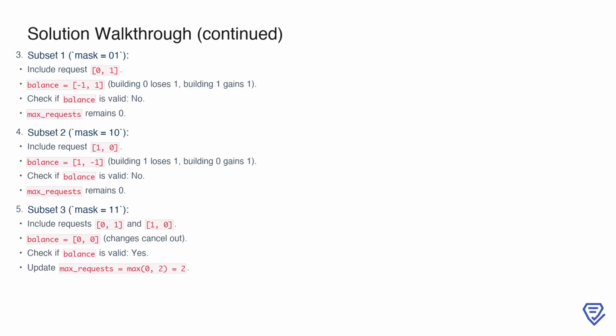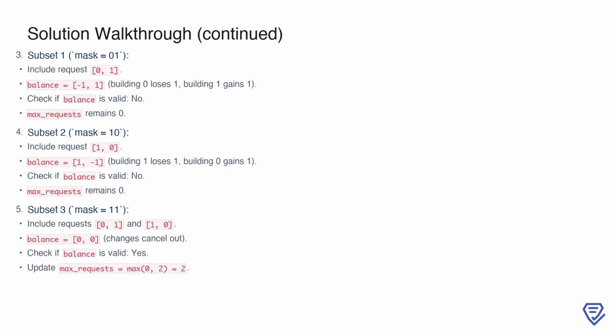max_requests remains unchanged. For subset 2, represented by the mask 10, we include only the second request, which transfers one person from building 1 to building 0. The balance array becomes 1, -1, representing the inverse of the previous case. Again, the balance array is not valid, so max_requests is still 0.